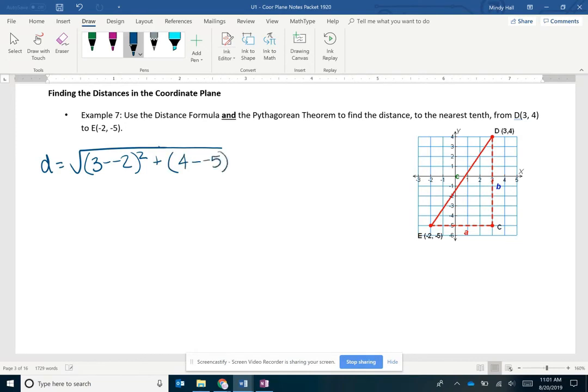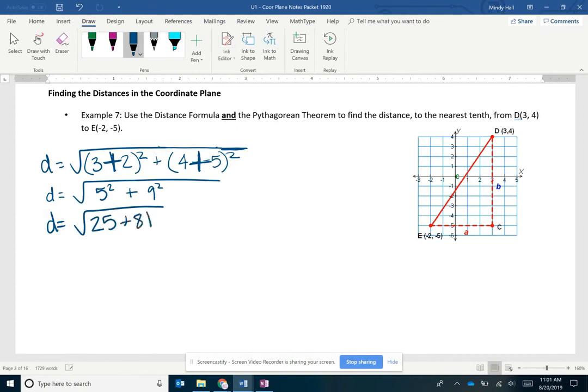So I guess the only time it would matter is if you switch the order, like, I started with D, then went to E, and then D back to E. Had I gone D to E and then E to D, that would mess up your answer. But when you're doing this, these two negatives in a row become big fat positives. So 3 plus 2 is 5 squared. And then 4 plus 5 is 9 squared.